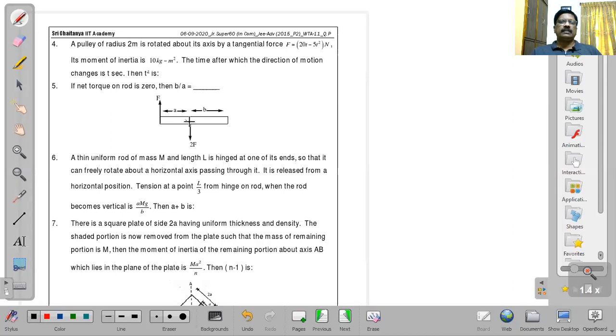If the center of mass is here, definitely about the center of mass of the rod, the torque due to F is in clockwise direction, and the torque due to 2F is also in a clockwise direction only. That's why net torque never becomes 0. That's why definitely the center of mass lies somewhere here. From this center of mass or from this midpoint of the rod, this 2F is at a distance, say X.